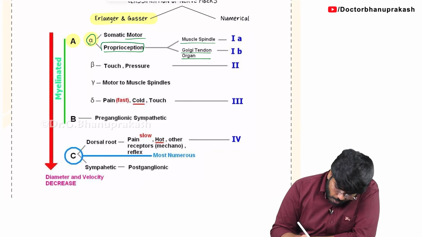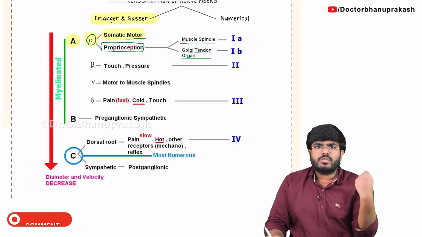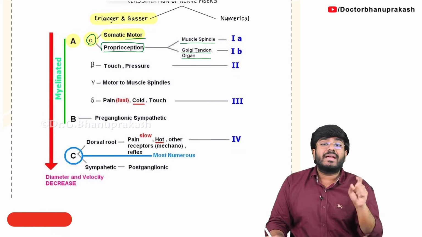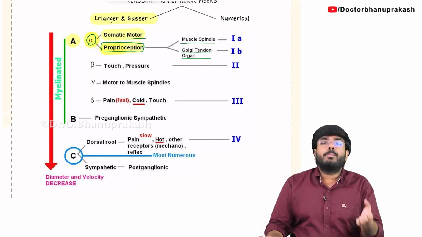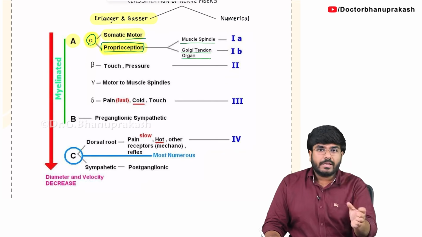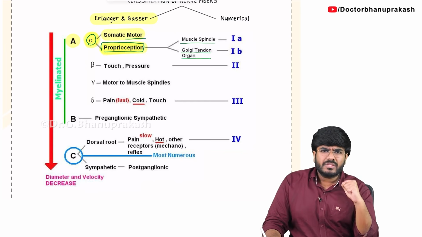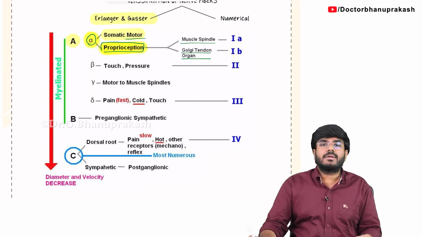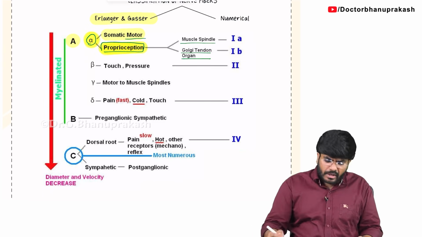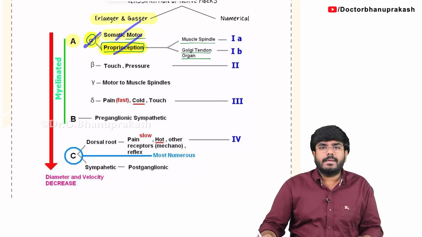What are alpha? Alpha are the motor neurons, as I have already told you, causing the muscle contraction, causing the contraction of the extrafusal fibers. But alpha also help in proprioception. Proprioception means sensation from the proprioceptor; the muscle spindle is a proprioceptor. So alpha are also doing some sensory function. So it is going to create some confusion. Alpha is motor as well as sensory.